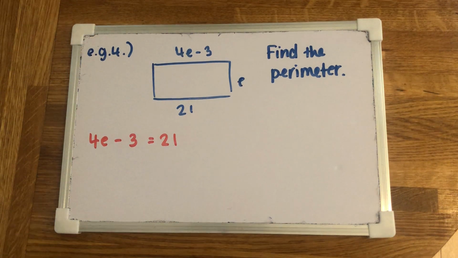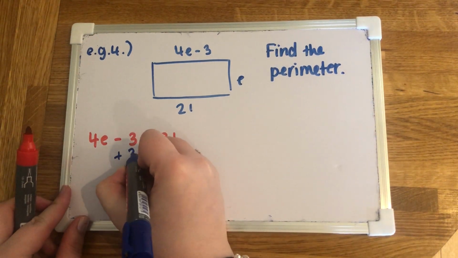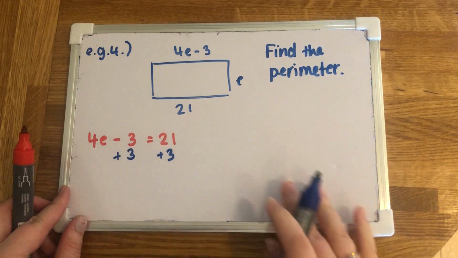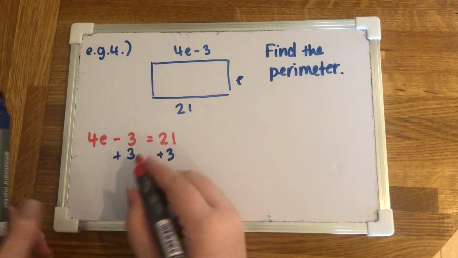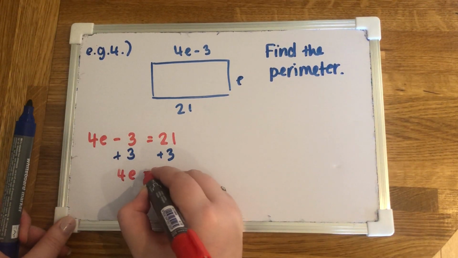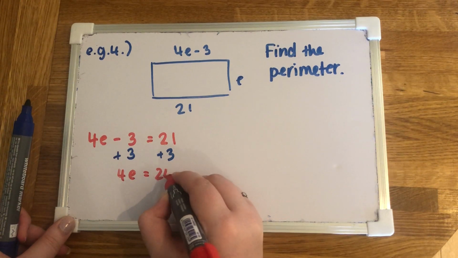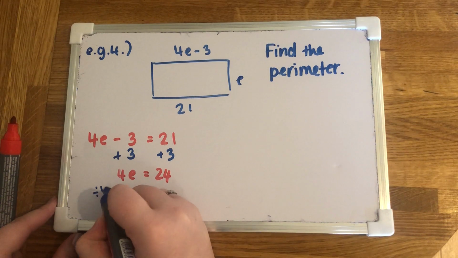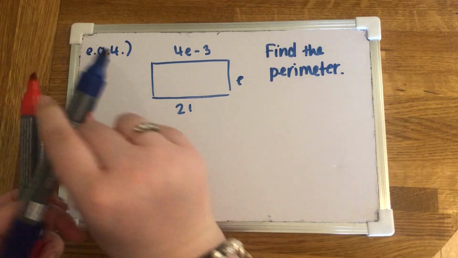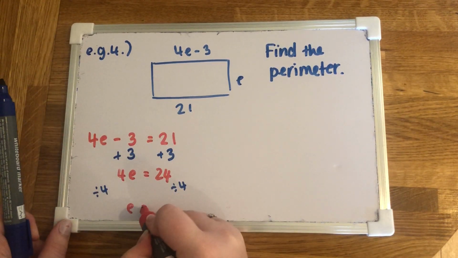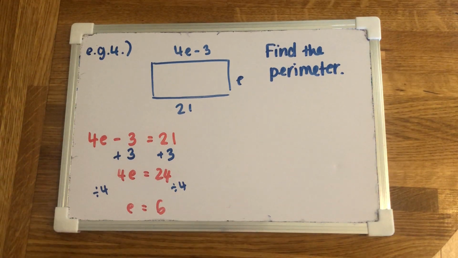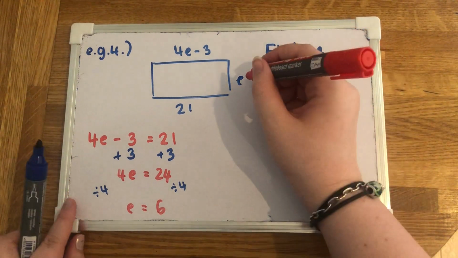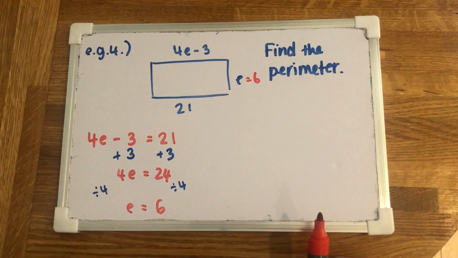So first thing we're going to do, add 3 to both sides. Okay, so we're left with just 4e on the left, and then 21 add 3 is 24. Okay, we just want 1e, we don't want 4, so we're then going to divide by 4. So 1e is equal to 6. Okay, so that means here, this must be 6.